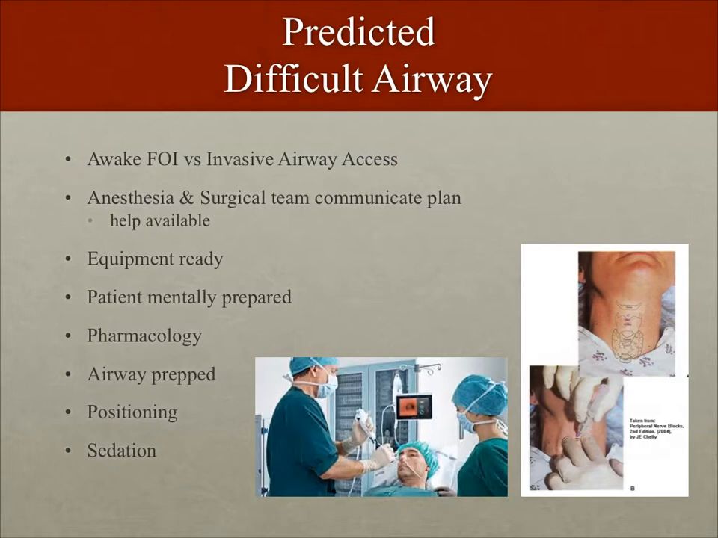We already talked a little bit about awake fiber optic equipment. We'll go over the rest of the plan now. First, prepare a primary plan and alternative strategies. Communicate the plan with the anesthesia and surgical teams and make sure you have help available. Then you make sure all of your equipment and sedation are ready.